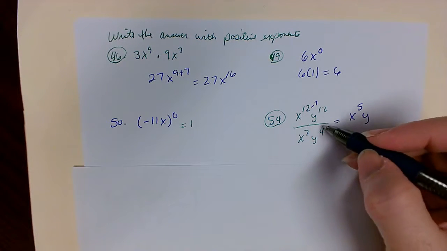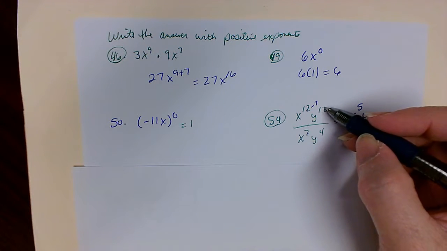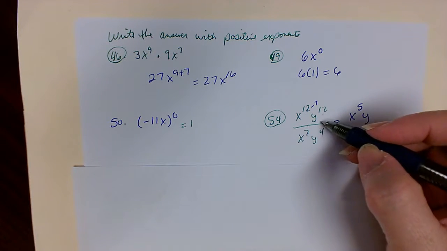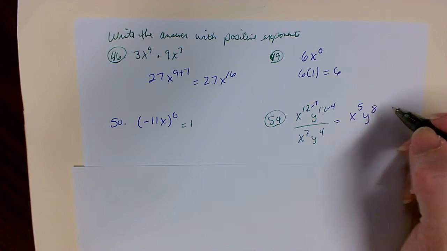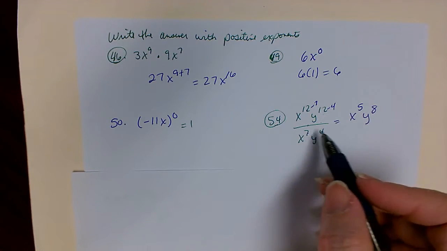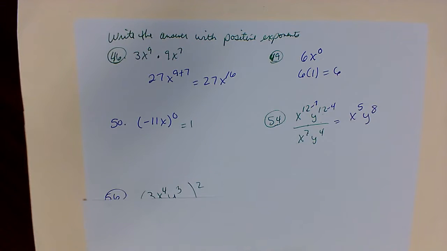And then y will be, here the bigger number is 12. So again, we're going to cross the line and change our sign. So 12 minus 4 will be 8. And it's okay not to have anything left in the denominator.